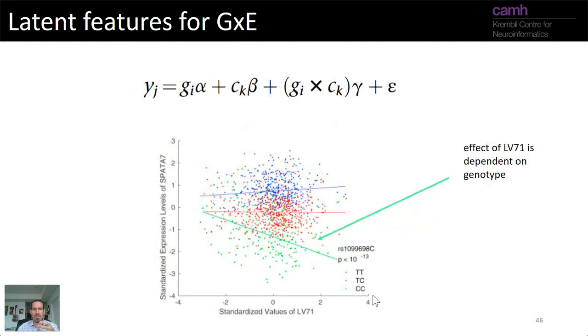And as an example, again, this is the same kind of idea, gene by environment interaction. A particular genotype here, the CC genotype, 2 copies of C. If you had 2 copies of C, you really had a very different regulation of this gene, SPADA7, under environmental constraints of a particular latent variable 71. So it's a little more abstract. It's still kind of in the omics area.